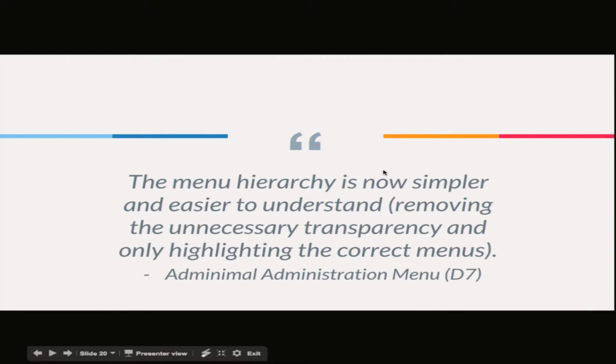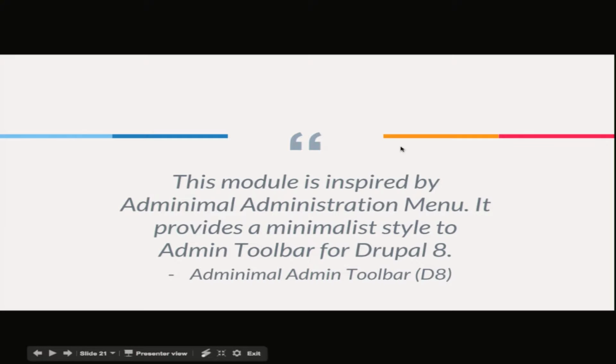So for the D7 version, the menu hierarchy is now simpler and easier to understand, removing the unnecessary transparency and only highlighting the correct menus. It really brings a lot of the admin menu effects, because that obviously is one of the dependencies that you can add to a Drupal 7 site to add the drop-down menus and everything to the Adminimal menu. So it's very clean and simple. And for the D8 version, the toolbar does a similar thing, because obviously the navigation is meant to be responsive, but it's really nice. So I'll show you that in just a moment.